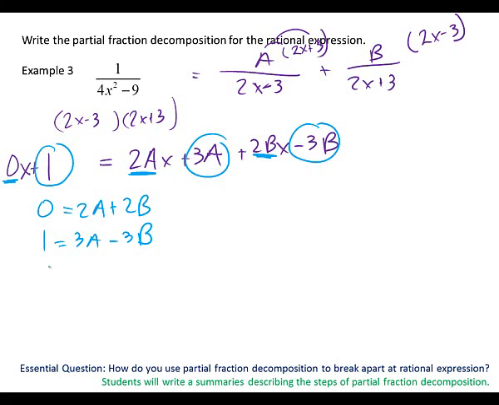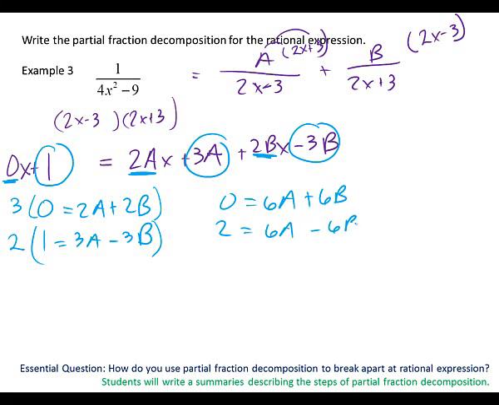Let's see where we're at. So what do you guys want to do? Substitution, elimination? Elimination. What are we going to eliminate? The A or the B? The B. So we're going to have to multiply them both, aren't we? Okay, so we multiply the top one by what? 3 and the bottom one by 2. So 0 equals 6A plus 6B, and 2 equals 6A minus 6B. Alright, and then 0 plus 2 is 2 equals what?